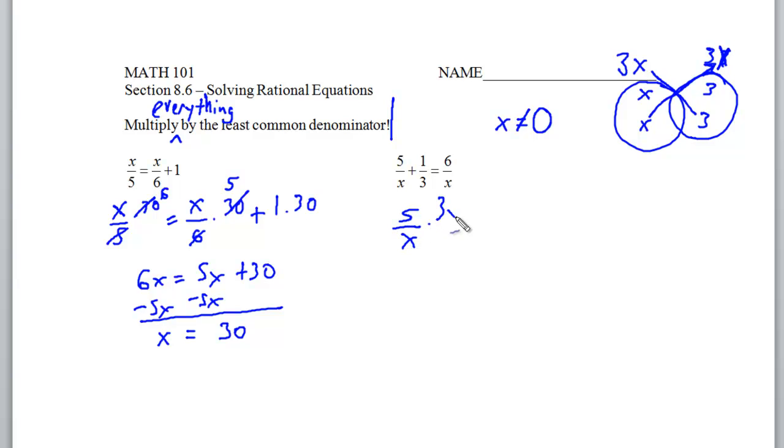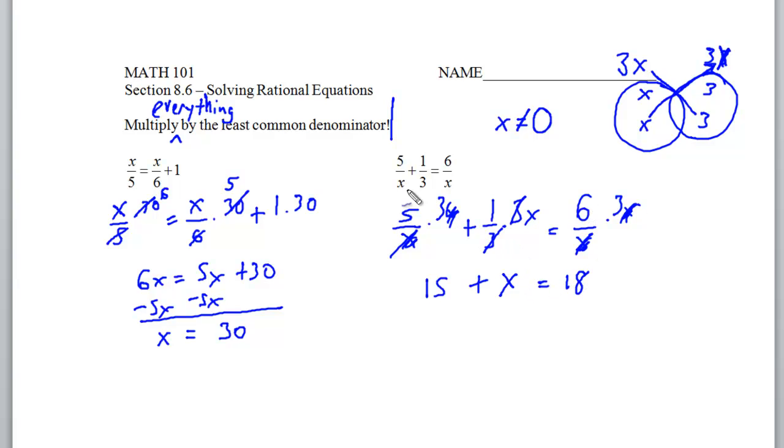5x times 3x, 1/3 times 3x, and 6 over x times 3x. Now we're going to look for cross canceling. The x's cancel out here, so that leaves me with 5 times 3, 15. The 3's cancel out here, so 1 times x is x, and the x's cancel out, so 6 times 3 makes 18. Now what would you rather solve? This equation or this equation? Yeah, I agree, this equation.